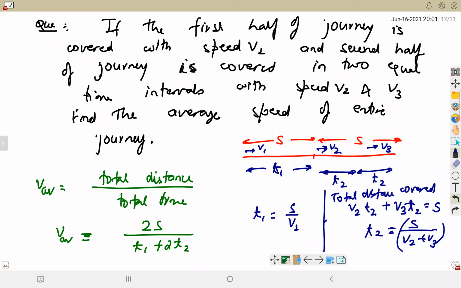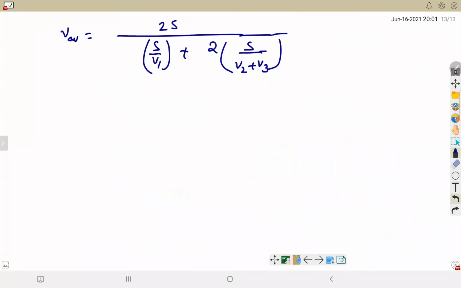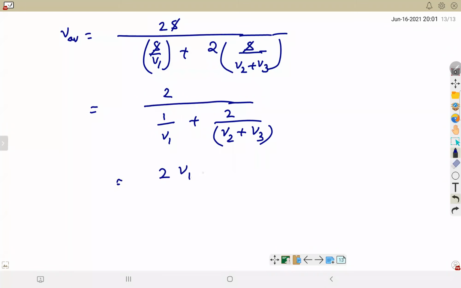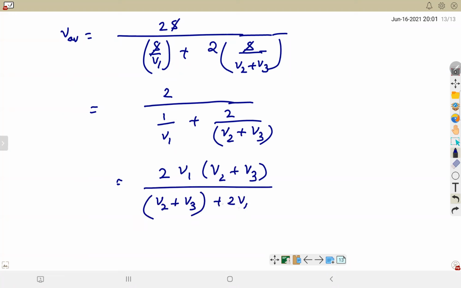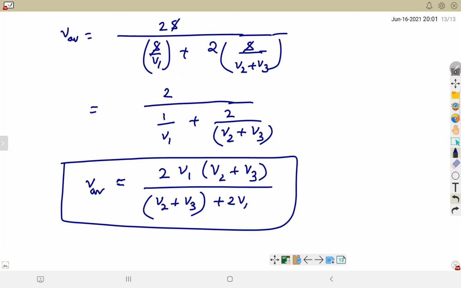Sir, 2 into V1 into V2 plus V3 upon V1 plus V2 plus V3. Okay. S's get cancelled. It will be 2 divided by 1 by V1 plus 2 divided by V2 plus V3. Take LCM. So the LCM below will be V1 into V2 plus V3, and it will be V2 plus V3 plus 2 times V1. Is it the answer? Yes, sir.